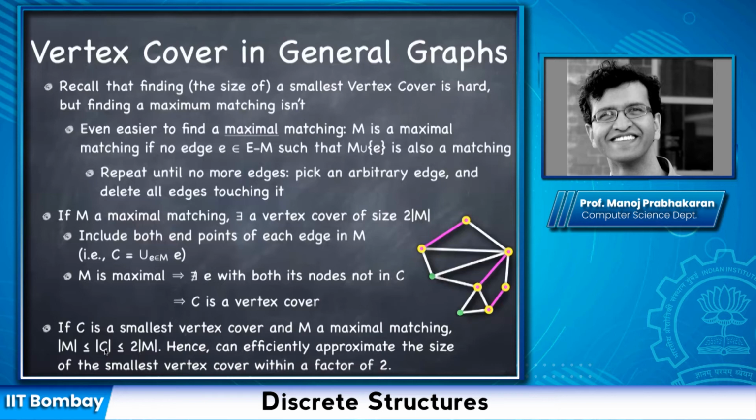Instead of finding the smallest vertex cover, find as small or as easy a maximal matching as you can find, and simply include both endpoints of the maximal matching into your vertex cover. Okay, so that's an efficient algorithm that approximates the size of the smallest vertex cover. It gives you such a vertex cover up to a factor of 2.